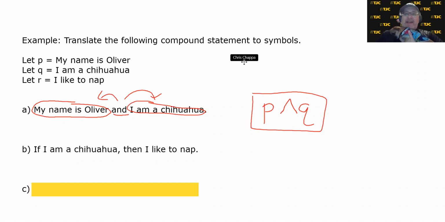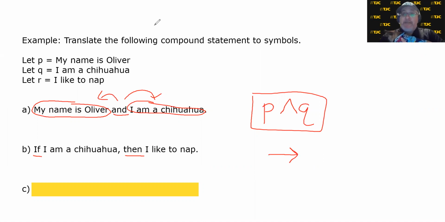If I am a Chihuahua, then I like to nap. You like to nap, don't you? Yes, he does. If I am a Chihuahua, then I like to nap. Again, when you're translating a compound statement to symbols, the first thing you should look for is the connective. Where's the connective in this statement? It's the only connective that's split. It's like a split connective. There's an if, a bunch of words, followed by then, and a bunch of words. And what is the symbol for if then? The symbol for a conditional is an arrow pointing to the right.